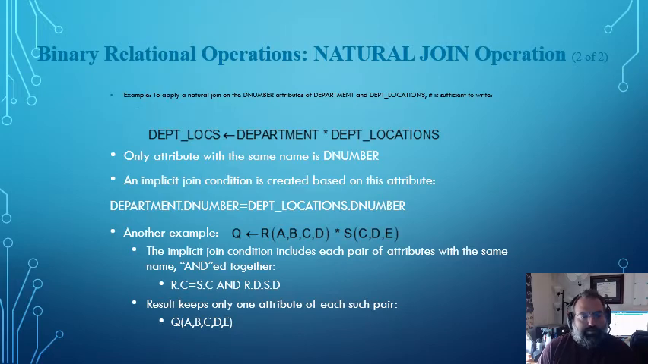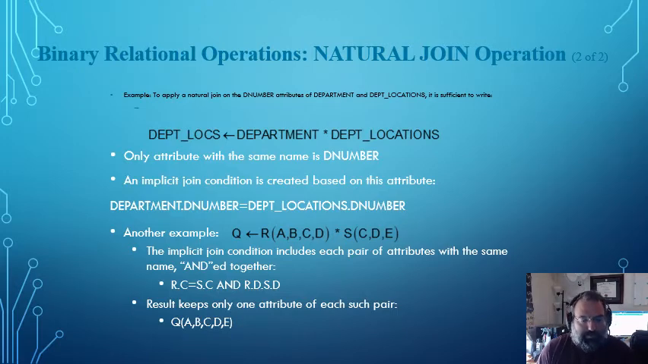So what this is saying, as an example, is that to apply a natural join to the Dnumber attributes of department and department locations, it is sufficient to write DEPT_LOCS equals DEPARTMENT * DEPT_LOCATIONS. The only attribute with the same name is Dnumber. An implicit join condition is created based upon this attribute: DEPARTMENT.Dnumber equals DEPT_LOCATIONS.Dnumber.